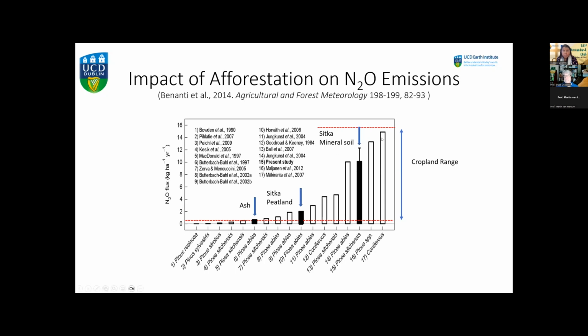And in some cases, the values associated with afforestation were actually very similar to the kind of values you might actually get in a cropland. So these are not insignificant. And these are things that we should really start to look at to get a better picture of the effect of afforestation used for offsetting carbon emissions on other greenhouse gases, particularly nitrous oxide emission.